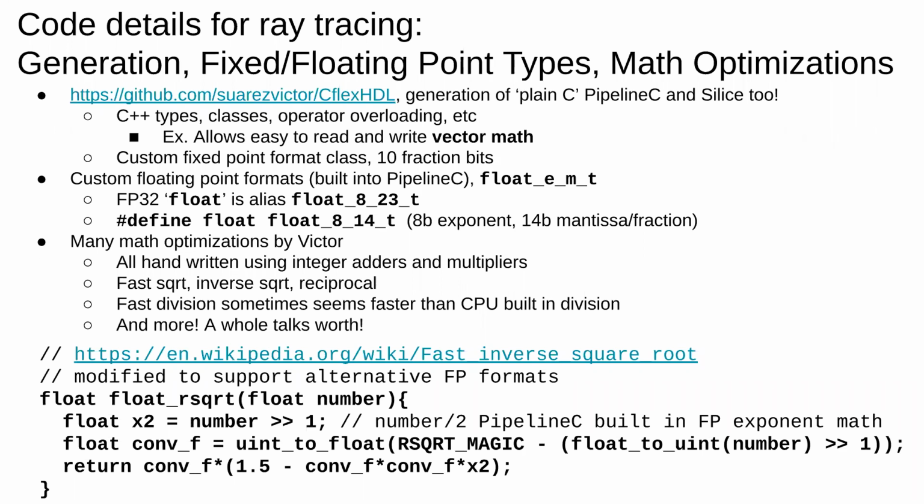The fixed point is handled there as C++ class structs essentially. But we also use floating point for some of this math, and that's actually built into PipelineC. There's a series of types called the float EMT types. And that lets you specify floating point types with arbitrary size, exponents, and mantissas. So a 32-bit floating point that you're familiar with, the float type from C, is actually an alias to the type float_8_23. 8 exponent bits and 23 mantissa bits, and that's your classic 32-bit floating point.